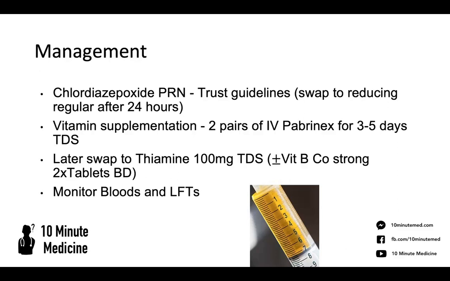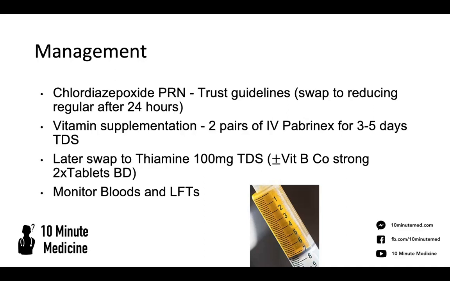Then vitamin supplementation is very key. When these patients first present, you want to prescribe 2 pairs of IV Pabrinex thrice a day for 3 to 5 days, based on how confused the patient is. After 5 days, you want to swap them to thiamine, 100 milligrams thrice a day, and that will be lifelong. With vitamin B co-strong, it is trust dependent. However, it is no longer a definitive NICE guideline to also include vitamin B co-strong when swapping from IV Pabrinex. Some trusts still continue to give both together, thiamine and vitamin B co-strong, so make sure to check your trust guidelines.